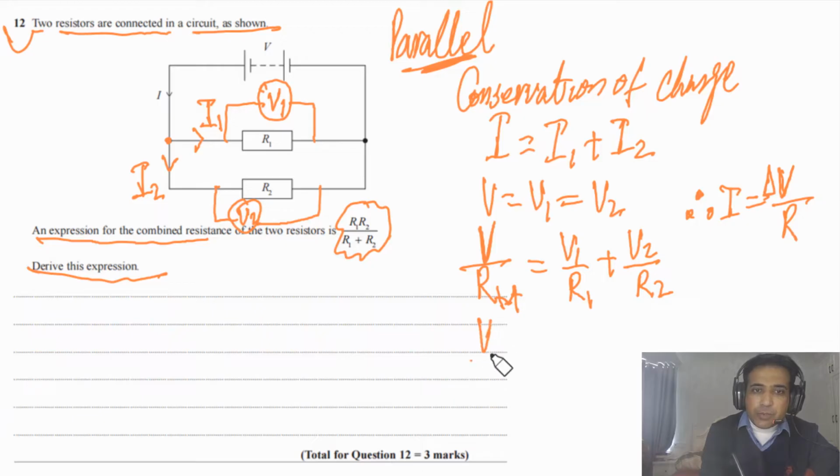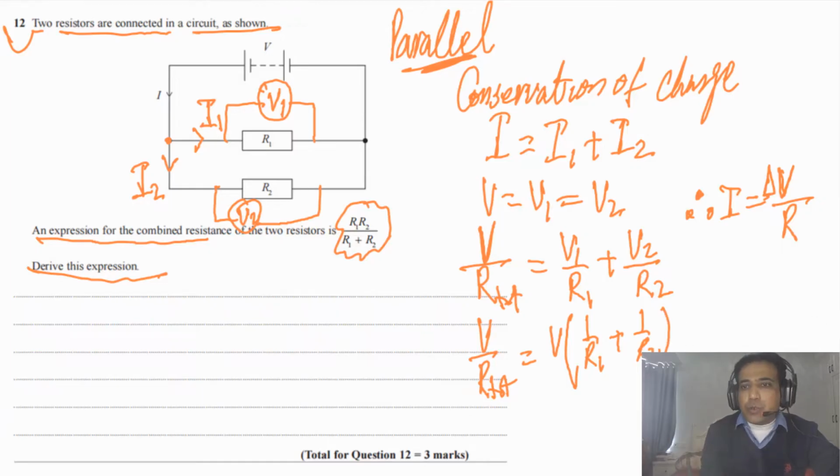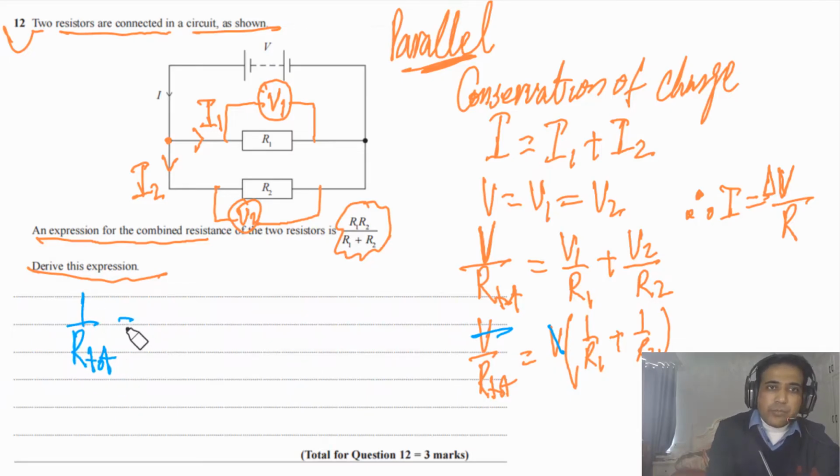So simply we can write V divided by R total. This will be equal to V times, we can take V common, so here R1 and here R2. On both sides we can cancel this V. So we are left with 1 over R total, which is equal to 1 over R1 plus 1 over R2.